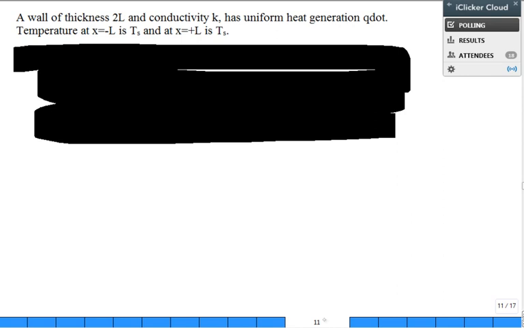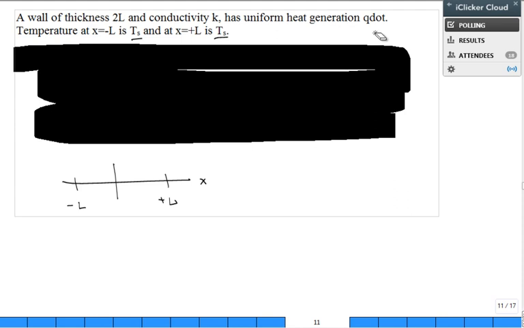A wall of thickness 2L. So if it's of thickness 2L, its half thickness is L, and we typically run x from negative L to positive L. It has conductivity k and uniform heat generation q dot. The temperature is Ts at both x equal to plus L as well as negative L.